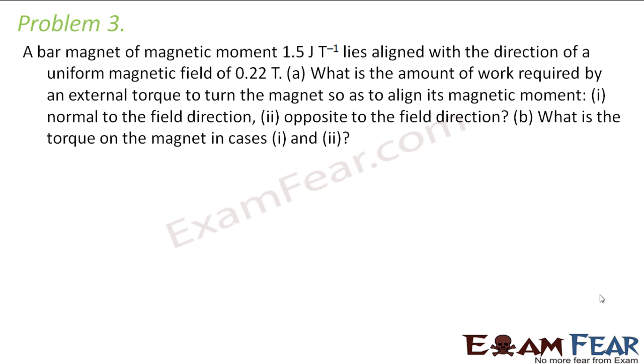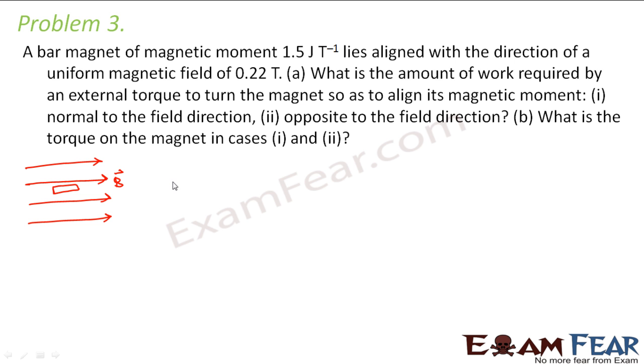Okay. So let us look at the third problem, which says that a bar magnet of magnetic moment 1.5 joule per Tesla lies aligned with the direction of a uniform magnetic field of 0.22 Tesla. So that means you have a uniform magnetic field, maybe somewhat like this, and you have a bar magnet which is aligned with the direction of the magnetic field, somewhat like this.